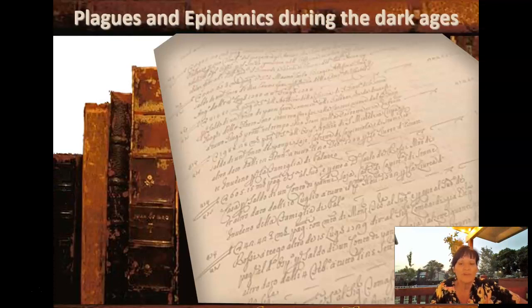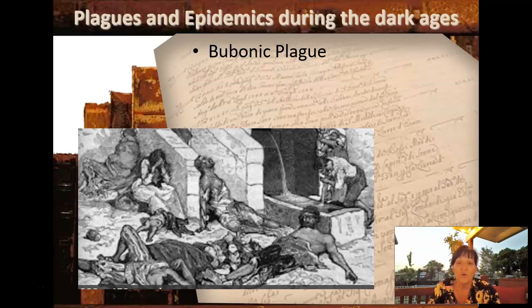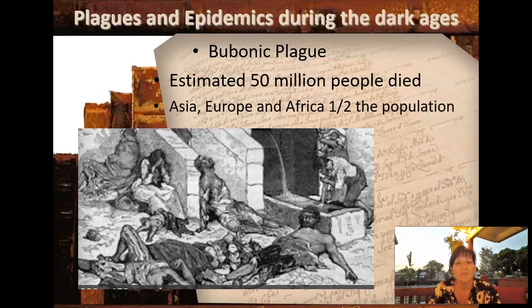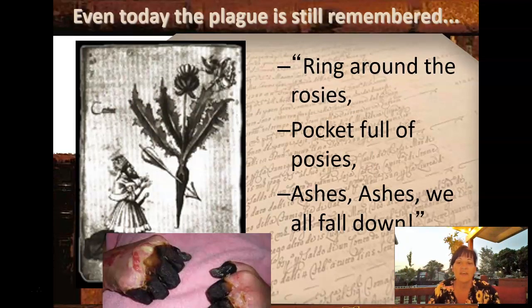If you remember, during the Dark Ages, that's where plagues and epidemics happened. The bubonic plague was horrible. There was an estimated 50 million people who died from the bubonic plague. And in Asia, Europe, and Africa, half of the population was gone, okay? Half of those populations. The song Ring Around the Rosies, Pocket Full of Posies, Ashes, Ashes, We All Fell Down, we sing it with little kids, right? But it was actually a song written about the bubonic plague.